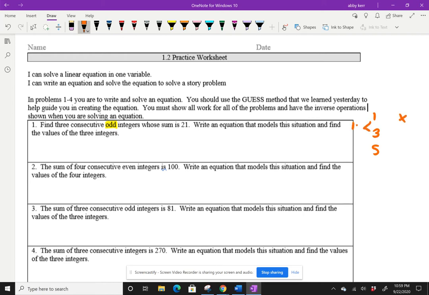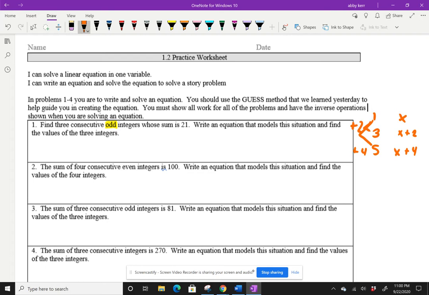1 plus what gets us 3? It's 2. 1 plus what gets us 5? Plus 4. So that pattern will always be for odd numbers and for even numbers. The reason why is because you're skipping a number. It goes from 1 to 3, so it skipped 2. You went 2 spaces. And then 1 to 5, you skip 2 spaces. So just keep that pattern in mind.